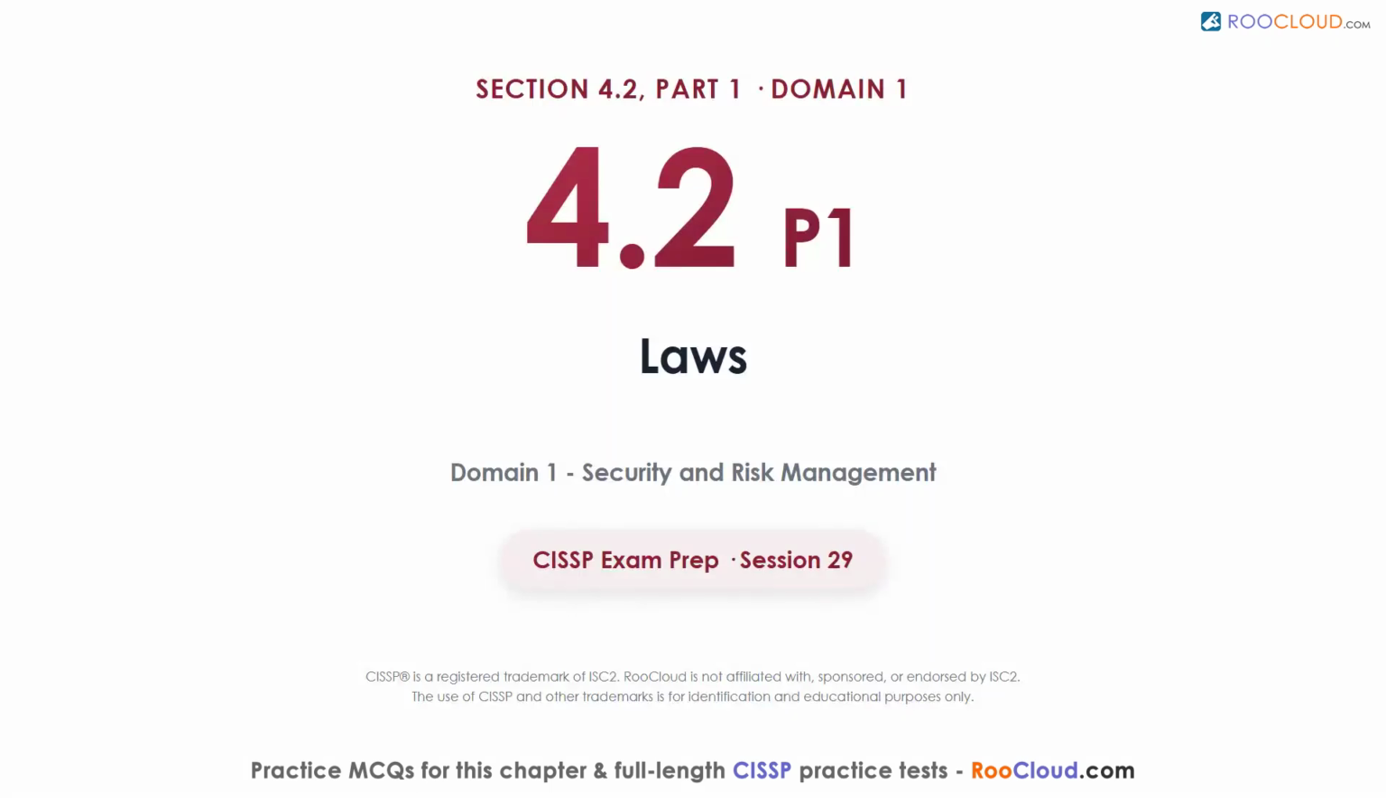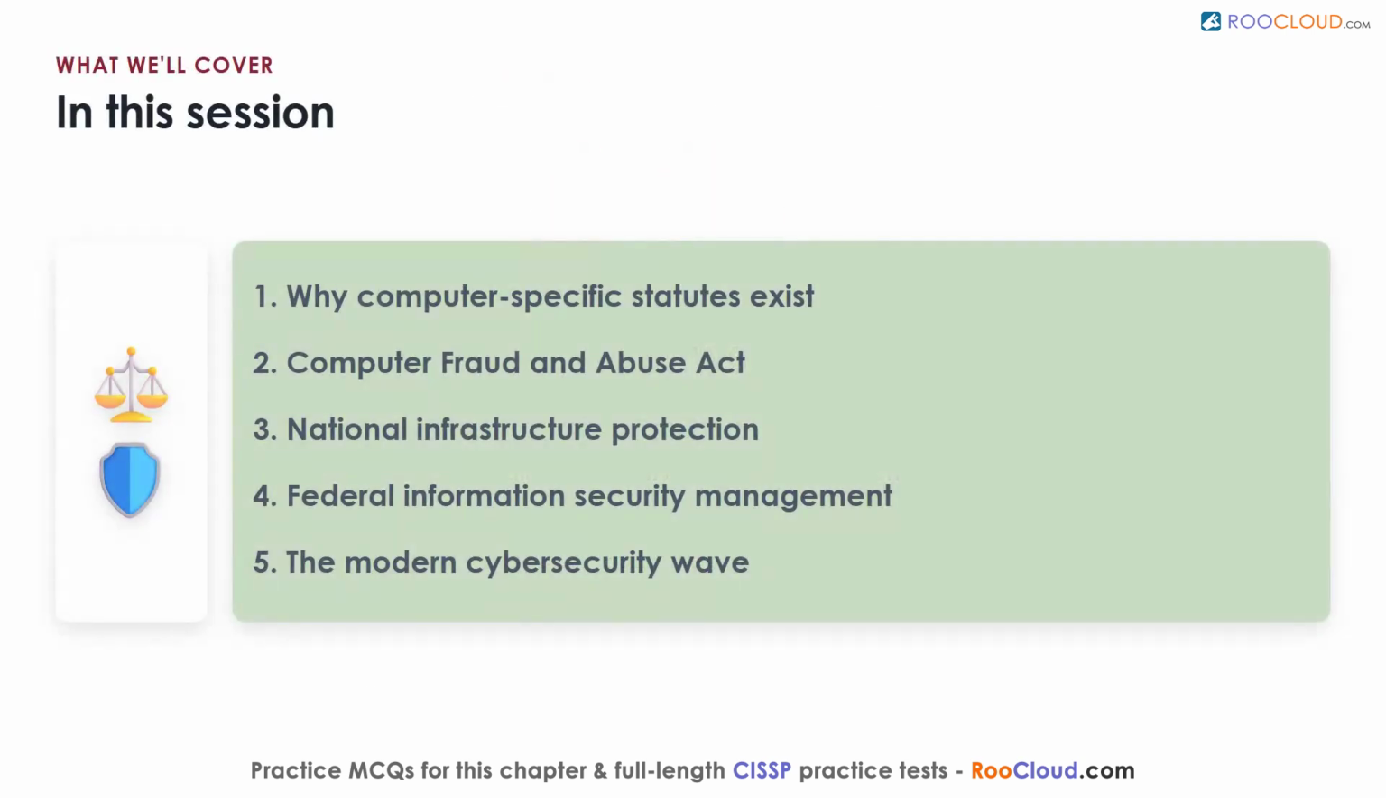Welcome to Section 4.2, Part 1. This is the 29th session of the CISSP Exam Prep series. This part opens our tour of the specific laws that shape information security work. In this session, we'll focus on the laws that target computer crime and protect federal systems.